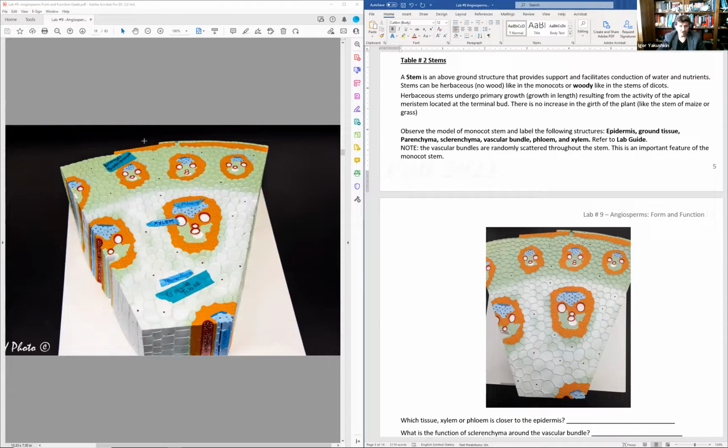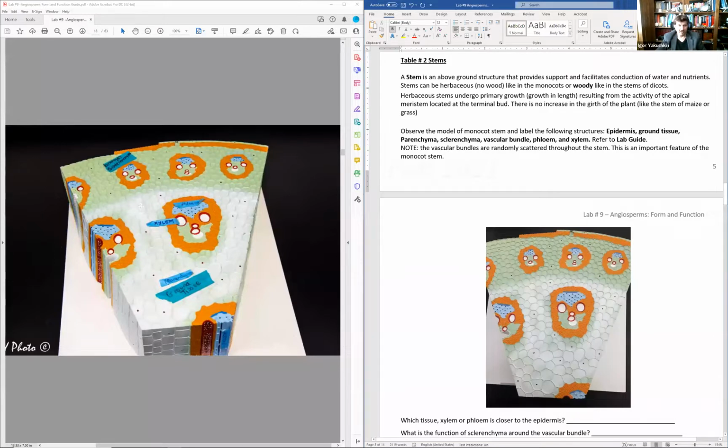Now the outer part would be epidermis, right? And then everything in between known as the ground tissue. So epidermis, everything between the epidermis and the vascular bundles is the ground tissue. So epidermis, the outer part; ground tissue, everything in between; sclerenchyma, the orange thing; vascular bundle, the blue and the red vessels. Phloem would be the blue, and the xylem will be large openings, and that would be part of the vascular bundle, of course.